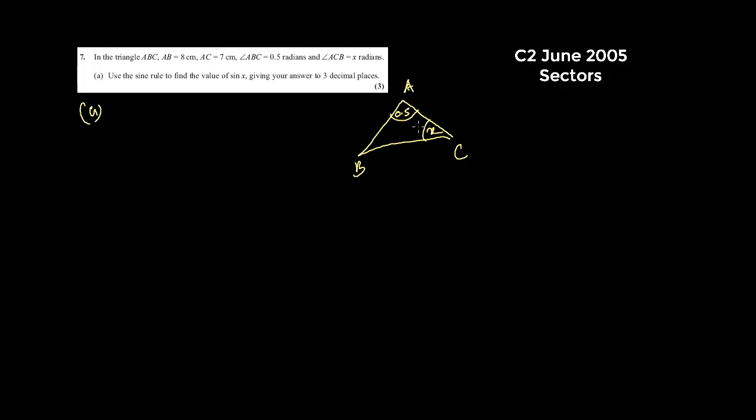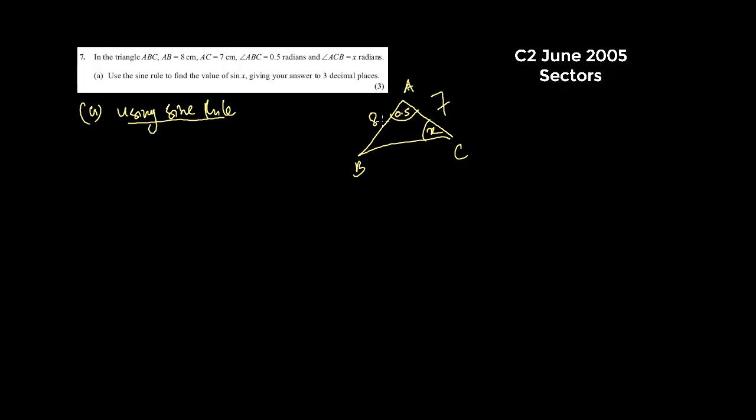We know AC is 7 and we know AB is 8. This is all the information that we have. You have to find this using the sine rule. So using the sine rule, remember the sine rule says if you have a triangle, sine ratio of that angle divided by the opposite side equals sine ratio of this angle divided by the opposite side.